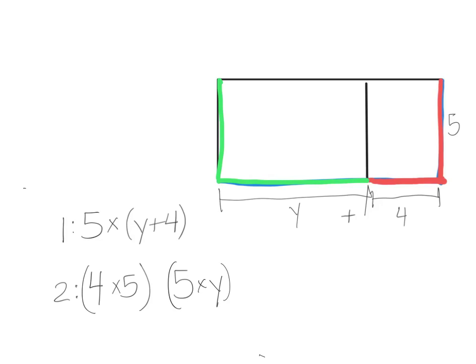Then if I'm putting them together, that means I need to add them together. So I'll put an addition sign there. That is how you do this problem to write both of the expressions. If you didn't get something right, check your work, see where you made the mistake, and once again, try to fix your mistakes.